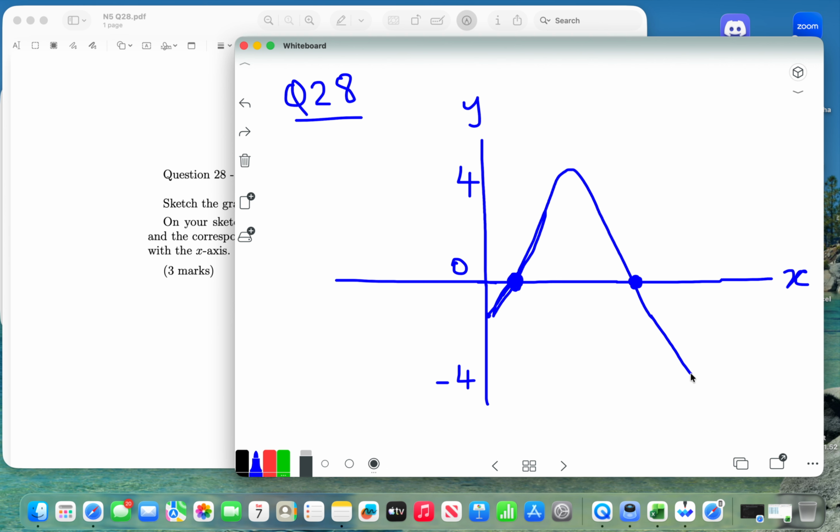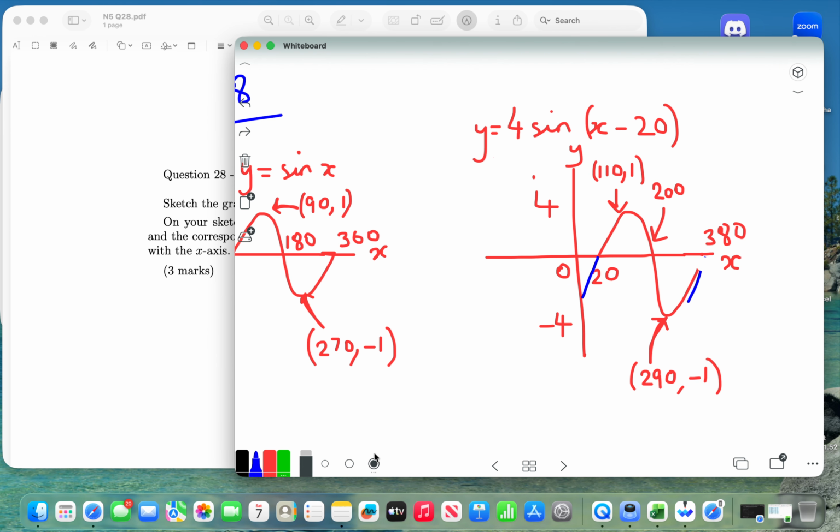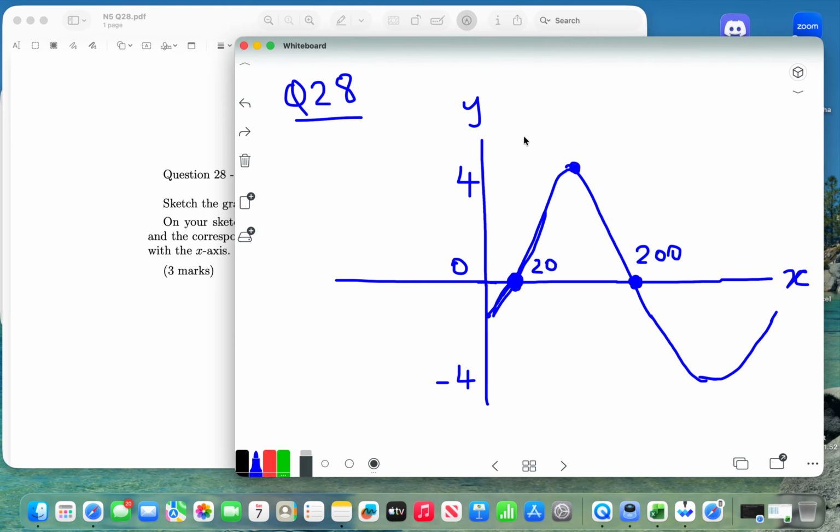And then we're just going to continue the sketch until we get to there. So we don't go all of the way up to the axis. Then we put 20, 200. We then want to include this point. And I forgot to put in this one, that's 4 and -4. So I actually forgot to update the points. So the point is 110, 4.